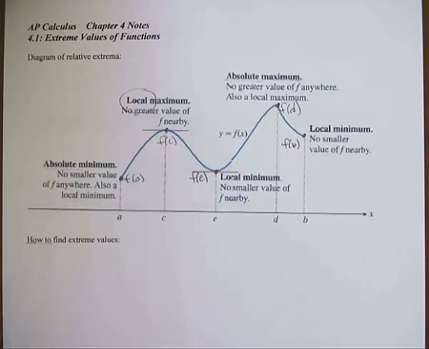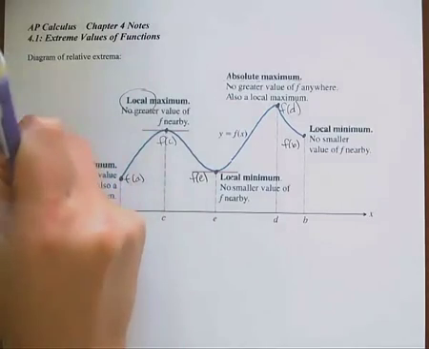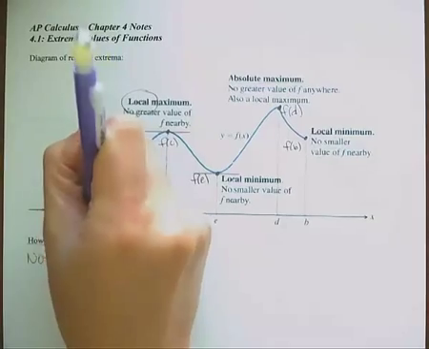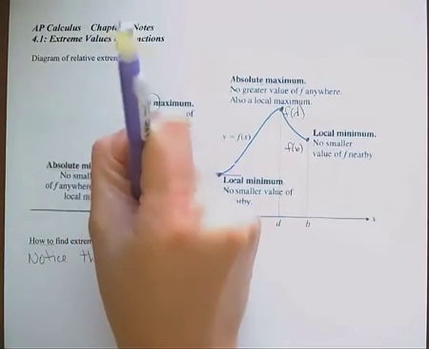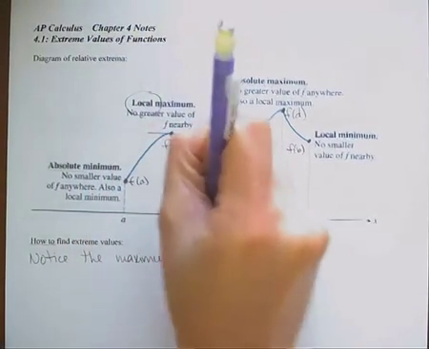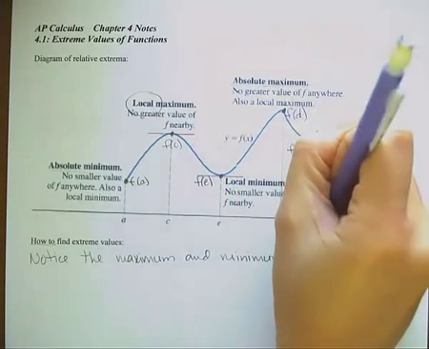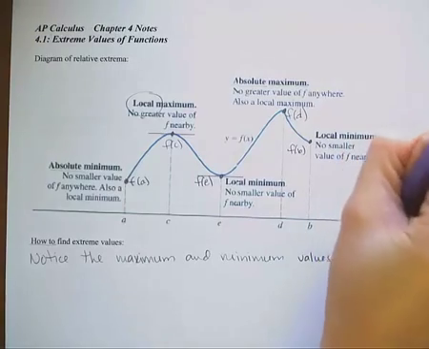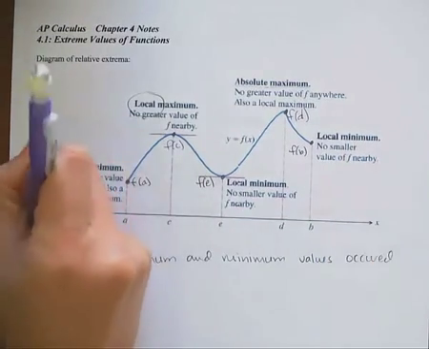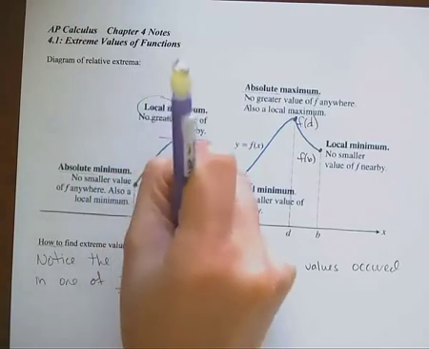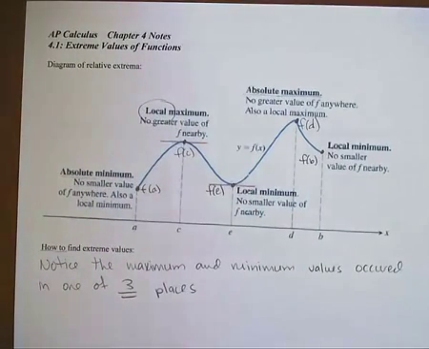So what I want us to consider is where these maximum and minimum values occur, because that will help us learn how to find them. We're going to notice that the maximum and minimum values occurred in one of three places. So we're going to have to always check for those three places.